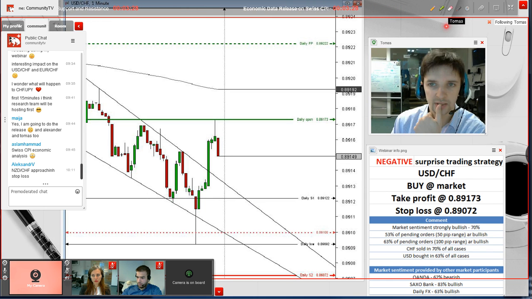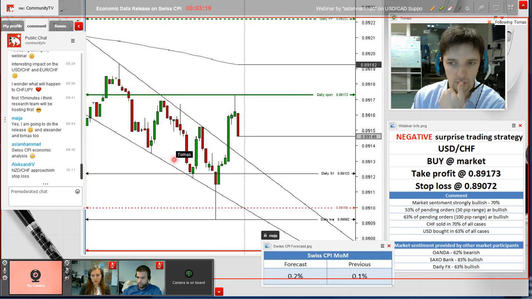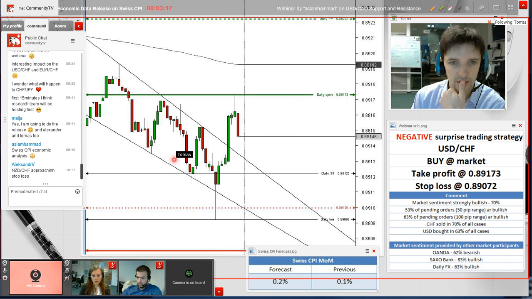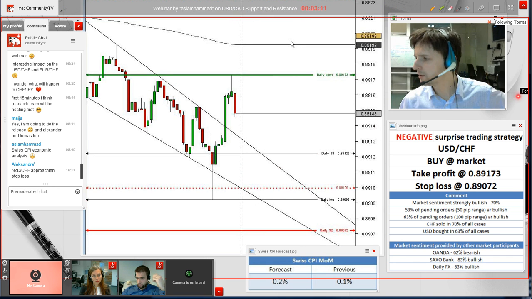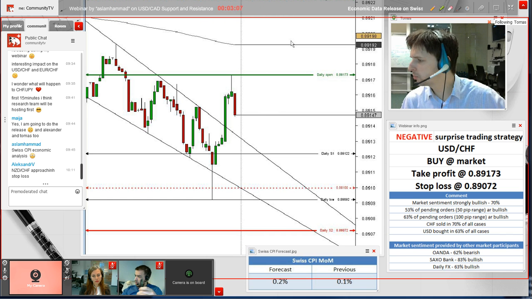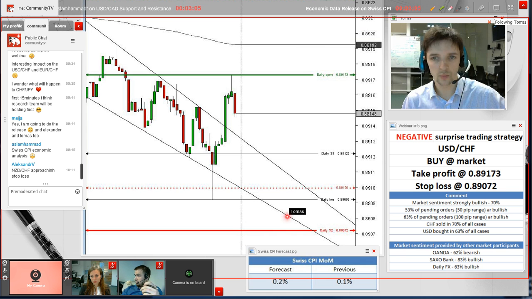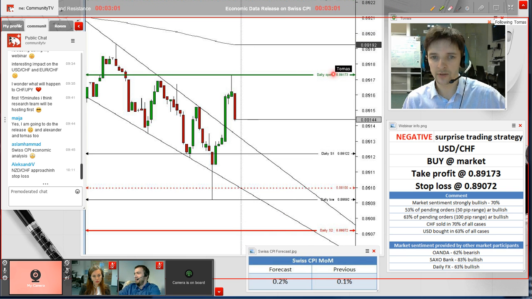So you can see the pair reached the daily low 5-6 minutes ago, and initially, as it was trading within the short term channel, following a wedge pattern, I put the stop loss at the daily low, at the daily S2 at 0.8907 right over here, and take profit at the daily open at 0.8917.